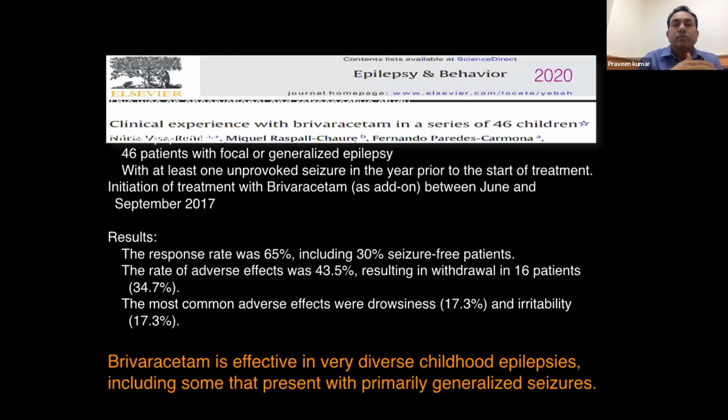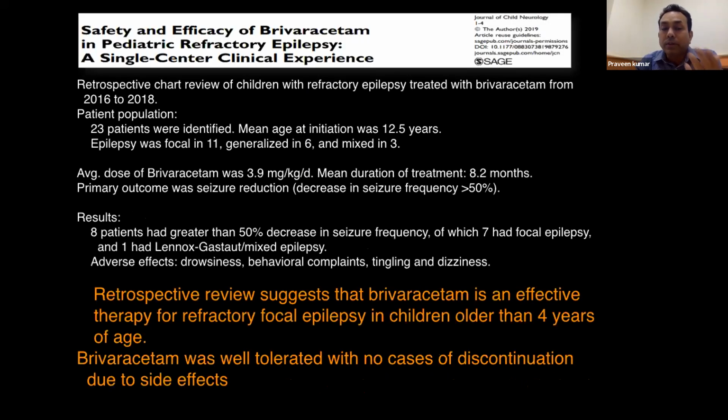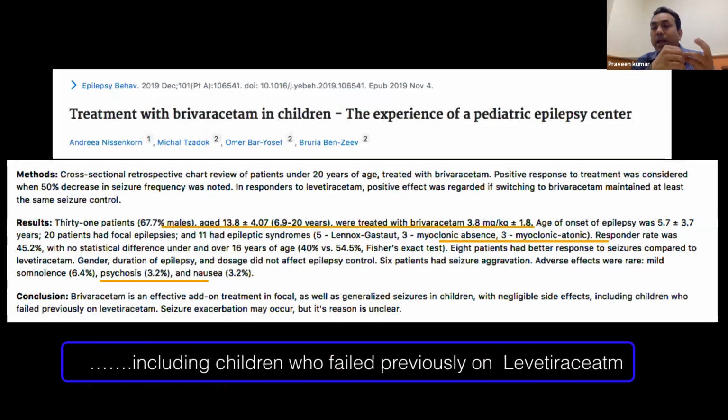There have been a number of studies about this medication in the recent past, citing its efficacy both in focal epilepsy and also in generalized epilepsies. And they have found that it has been effective in small children also, as I mentioned, beyond 4 years of age. And there have been certain studies where they found it was useful even in cases where levetiracetam failed to show good efficacy or good seizure control.